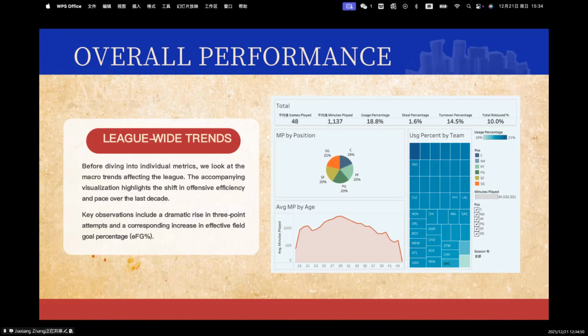Before focusing on individual players, we first look at league-wide trends. From the Tableau visualization, we observe a clear increase in average points per game over the past decade. However, this increase is not driven solely by higher shot volume. Instead, we see a sharp rise in three-point attempts, improved effective field goal percentage, and greater emphasis on spacing and shot efficiency. This indicates that modern NBA offenses are increasingly optimized for efficiency.